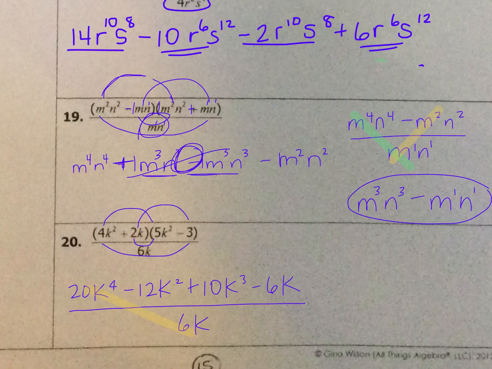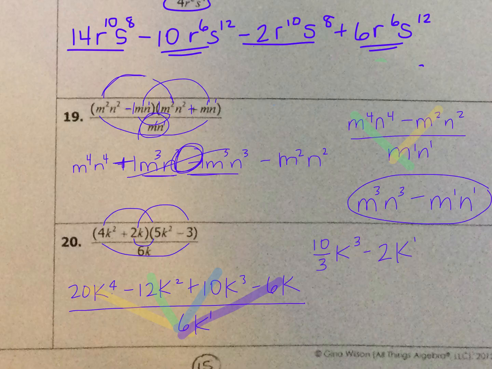So everyone is going to get a chance to be divided by that 6K. So I'll start with the yellow. 20 divided by 6 is, it's actually a fraction. That's okay, though. It is 10 over 3. K, 4 minus 1 is 3. Then if I do the green, negative 12 divided by 6 is negative 2. K, 2 minus 1 is 1.